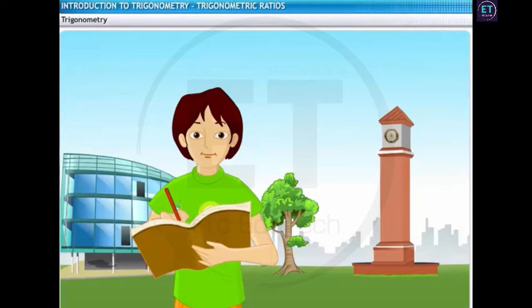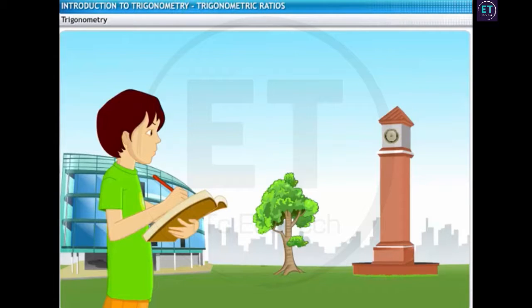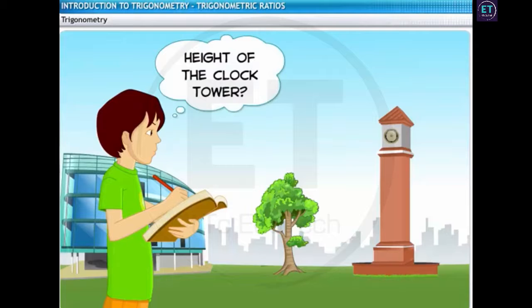Here's Jack. He has been given a unique problem in his math activity class. He has to find the height of the clock tower in the campus of his school. Tough job.